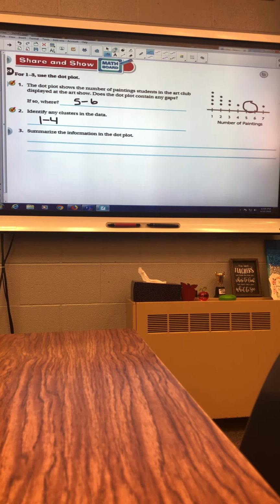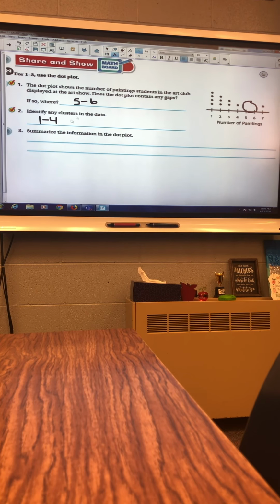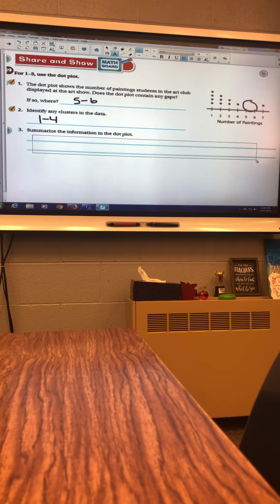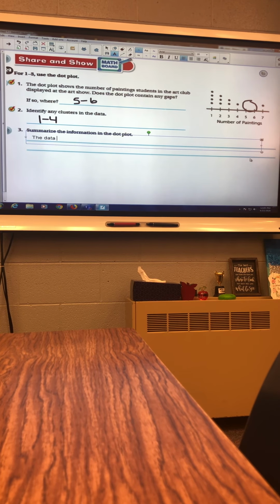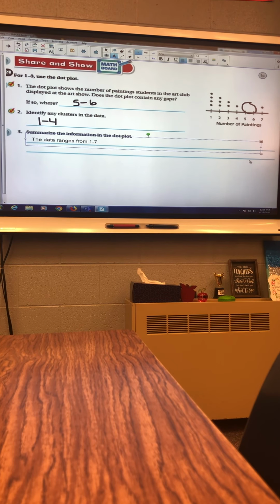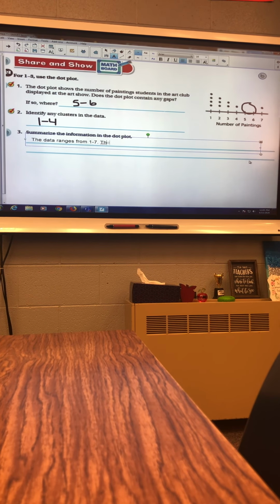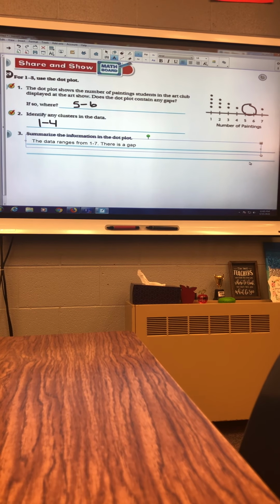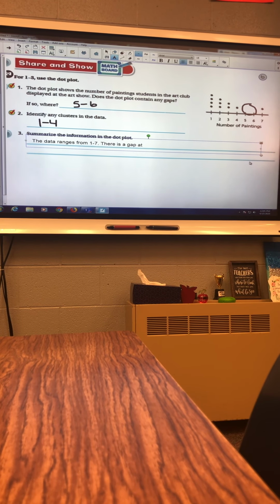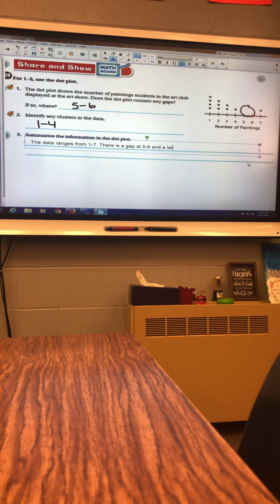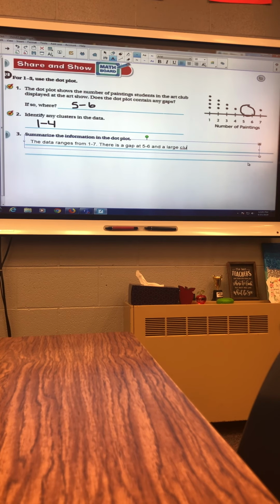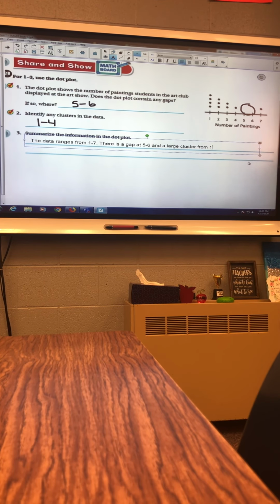So in summary, we could say that the data ranges from 1 to 7. There is a gap at 5 to 6 and a large cluster from 1 to 4.